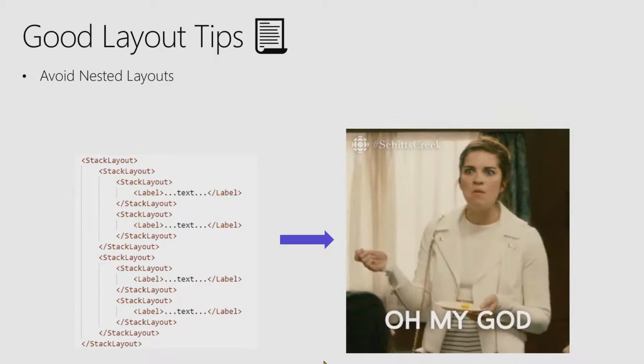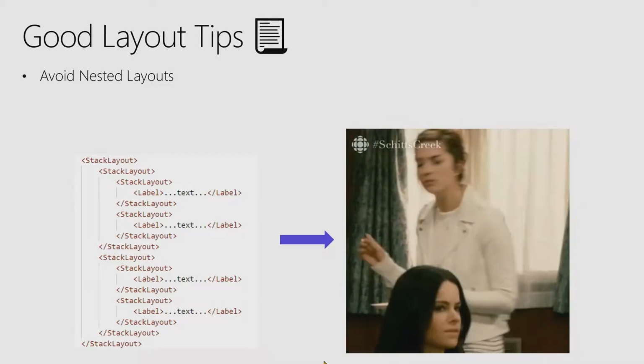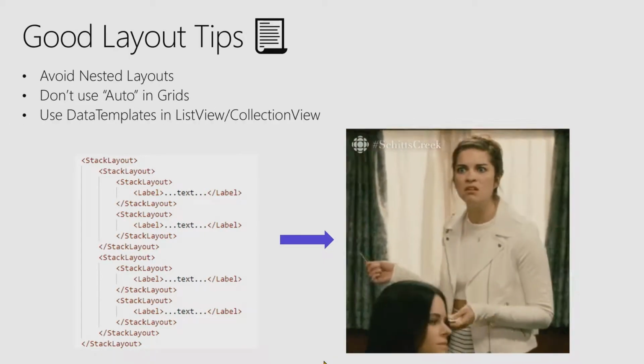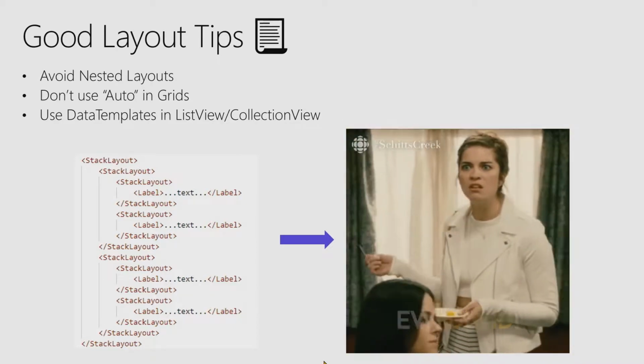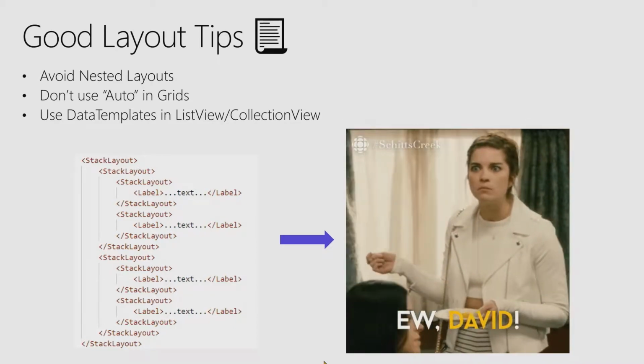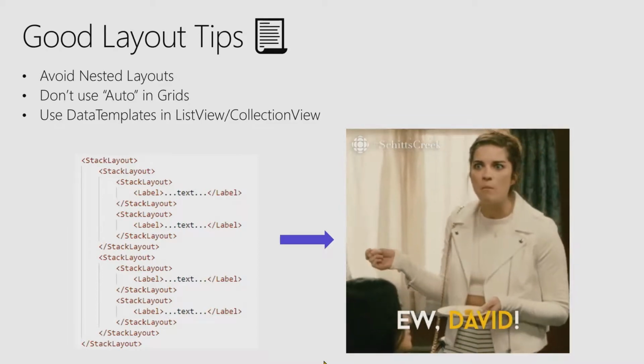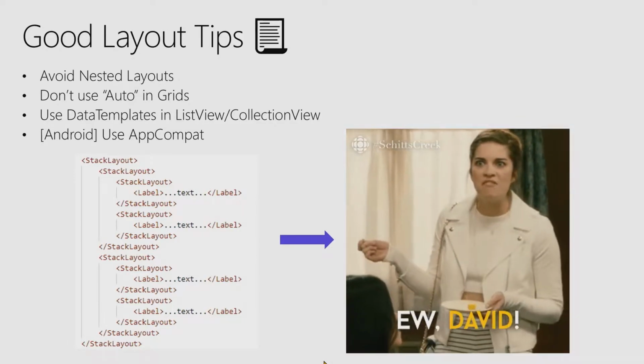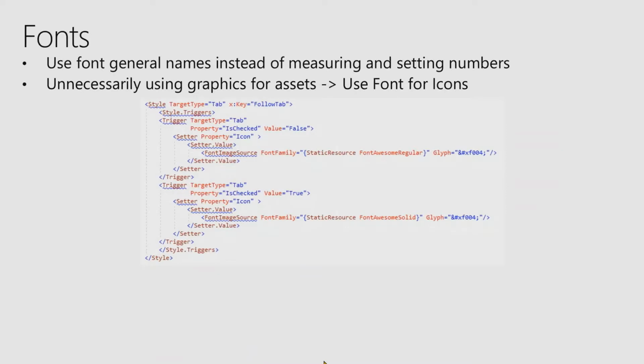Don't nest stacks inside stacks inside stacks. These are expensive, they just take a while to draw out. Do not do that. Don't use auto in your grids. And again, please, if there's a repeated style, put them in a data template. It'll save you a ton of time writing the code, and B, make your app a lot more performant. And on Android, if you aren't already, which would be very surprising to me, please use AppCompat. It's your good friend.